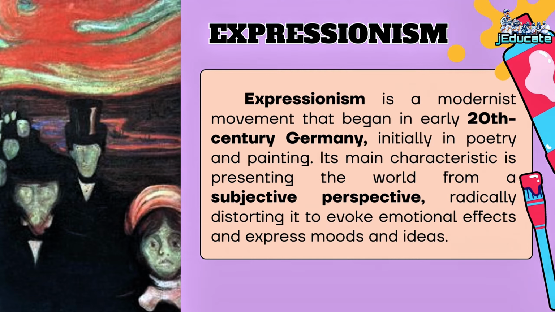Expressionism. Expressionism is a modernist movement that began in early 20th century Germany, initially in poetry and painting. Its main characteristic is presenting the world from a subjective perspective, radically distorting it to evoke emotional effects and express moods and ideas.